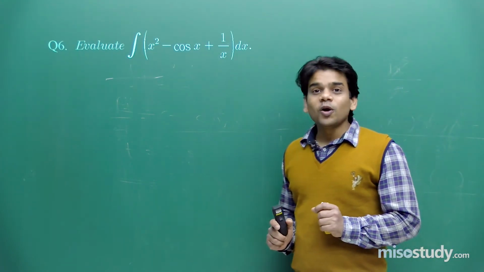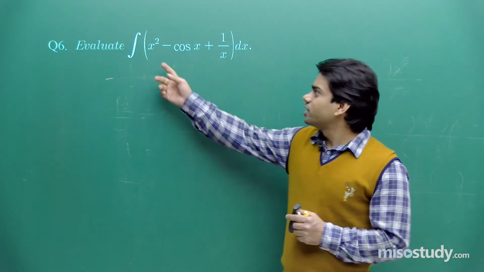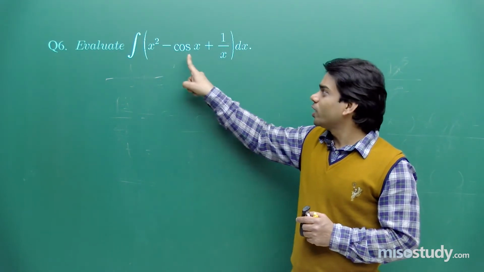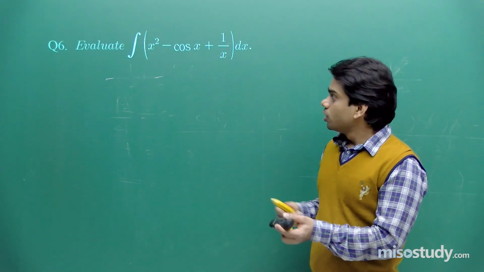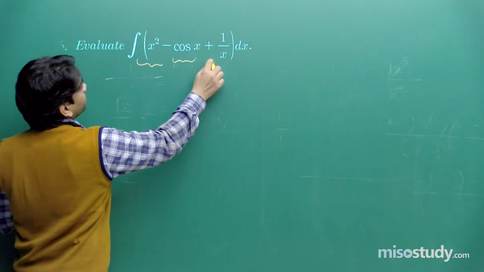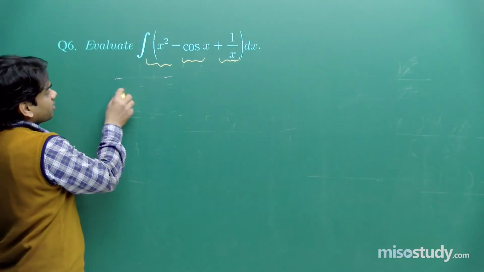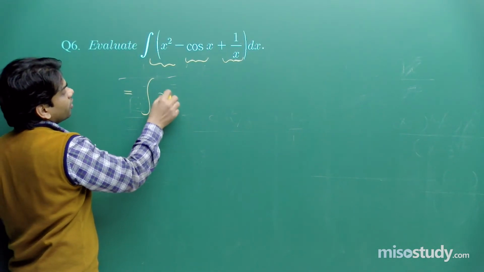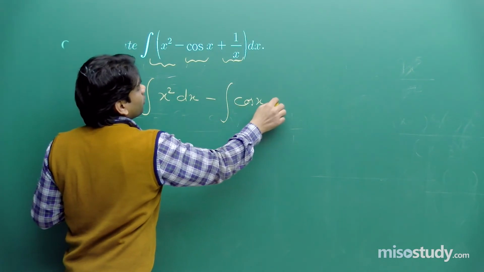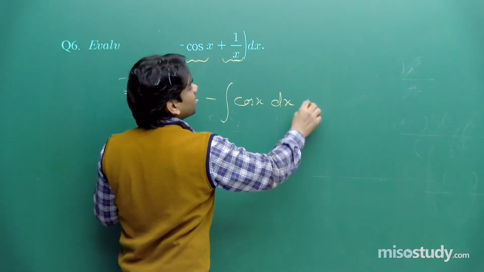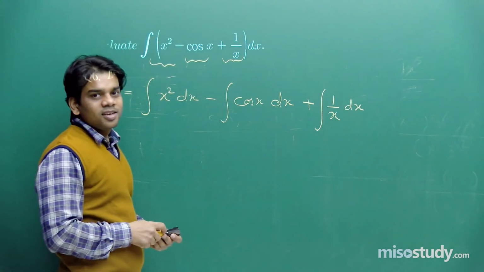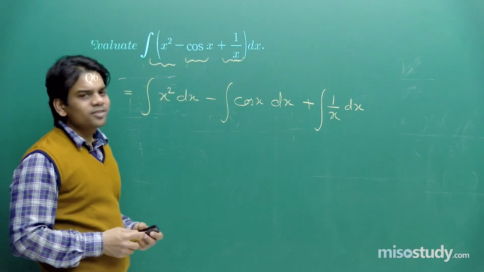Now, I told you while teaching integration that we have several functions in addition. So you have to integrate this one with respect to x, and this one, and this one. Each function has to be integrated individually, remember. So I can write this as integration of x squared dx minus integration of cos x dx plus integration of 1 by x dx. So we got this. Let's go ahead and find the integration value of all this.